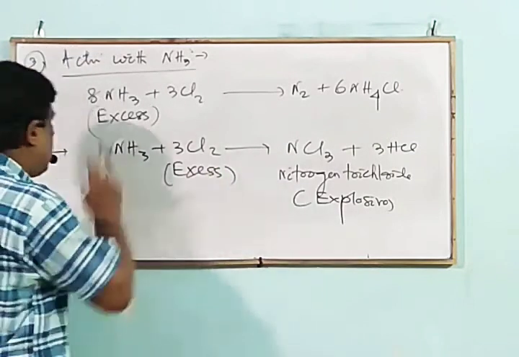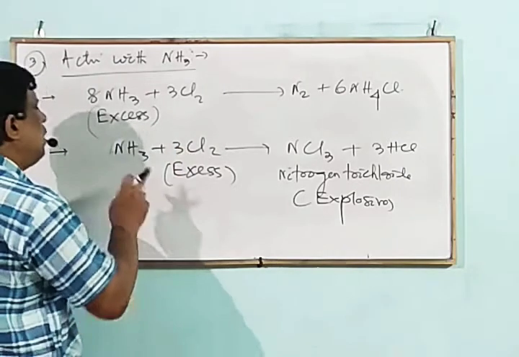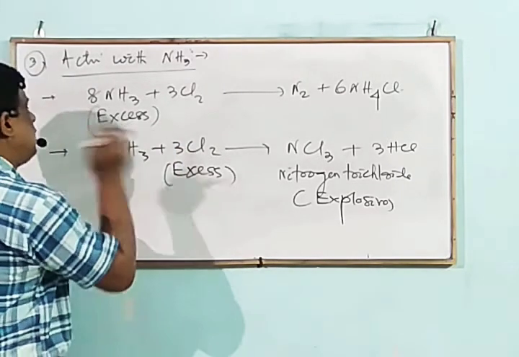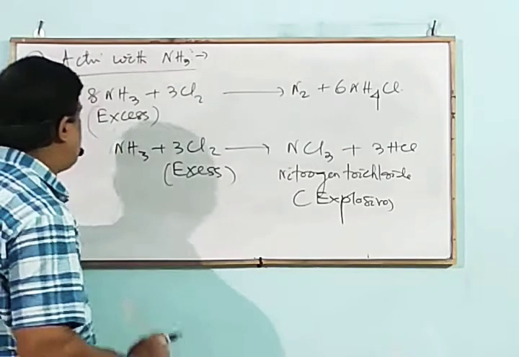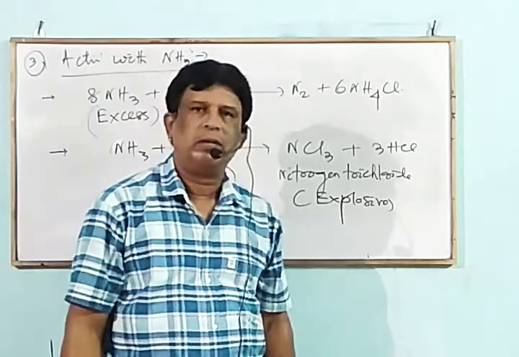I repeat again, very important. The question is, what happens when excess ammonia reacts with chlorine? What happens when chlorine reacts with an insufficient amount of ammonia, or ammonia reacts with an excess amount of chlorine?